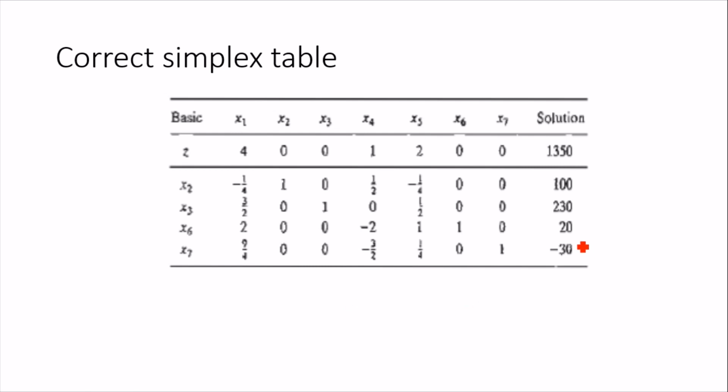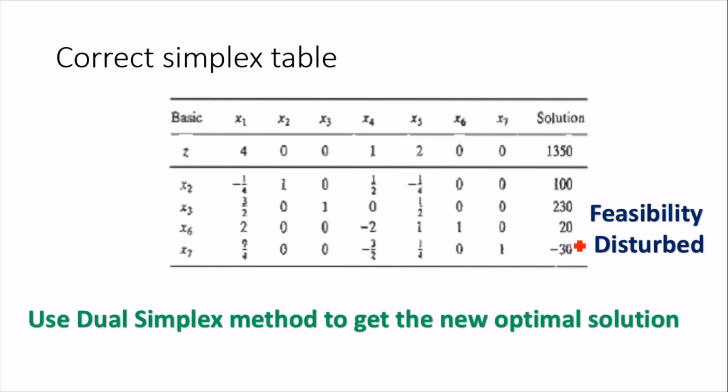Now you look at the solution column, you are going to see a negative sign definitely in the right hand side. This is definitely going to happen because you have already checked that the constraint was not satisfied by the optimal solution. Therefore, whenever you add it and then convert the table to correct simplex format, you are definitely going to lose the feasibility. So you know what to do after that. Feasibility has been disturbed. Use the dual simplex method to get the new optimal solution.